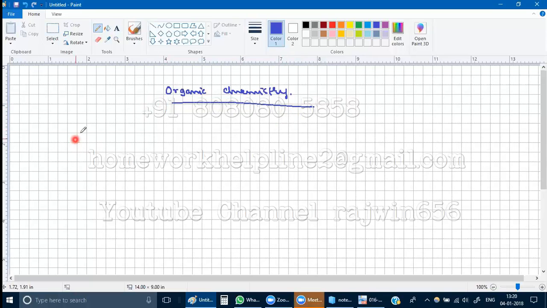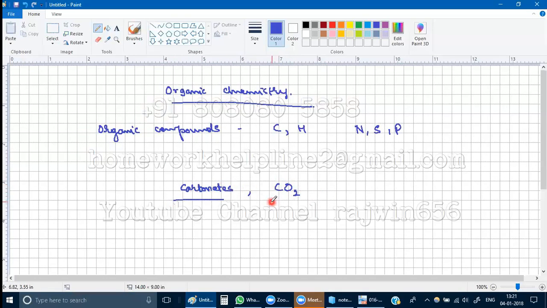Now, organic chemistry. First of all, what are organic compounds? All compounds that contain carbon, hydrogen, and some other additional elements like nitrogen, sulfur, phosphorus will be present in them. Here in organic compounds, we are not going to include carbonates and carbon dioxide. So these both classes of compounds will not be included in organic compounds.